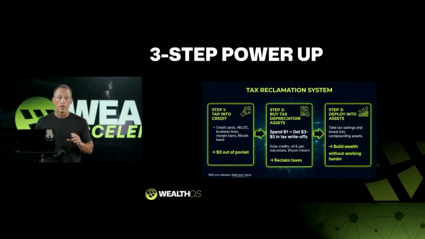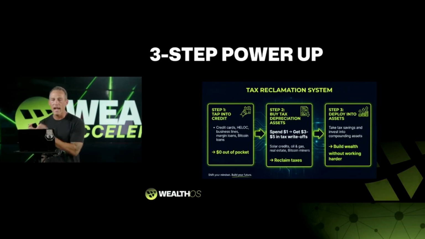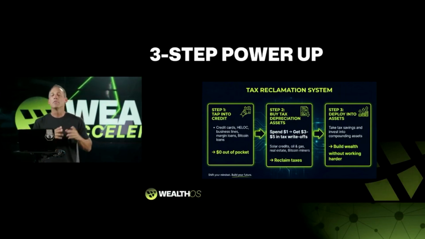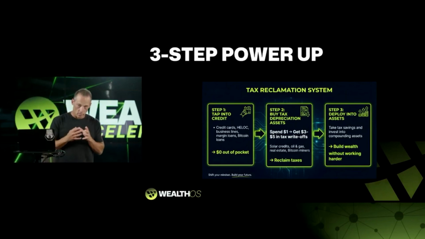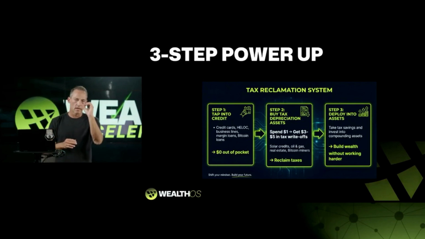Okay, so here's how we can do it. Here's how the supercharger works. What we want to do is use debt to buy tax depreciation assets. So let's say that I could reclaim 50%, maybe up to 95% of my tax bill. I then deploy those reclaimed taxes that I would have given away. I now reclaim it and I put it into compounding assets. The best part is I do it $0 out of pocket.